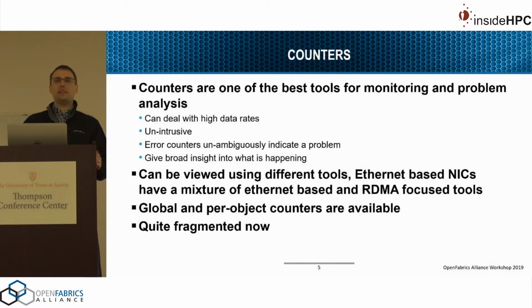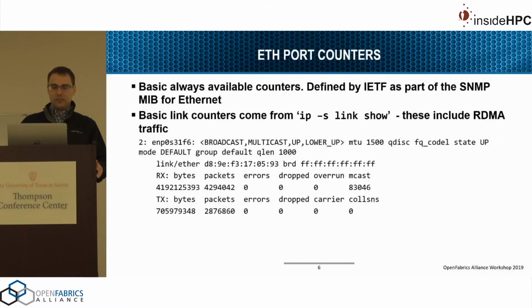I think yesterday there were quite a few presentations about collecting the counters and aggregating them and visualizing them and integrating them. So this is more about where do the counters come from, how do you access them, and what kind of counters you might find available. When we're looking at the Ethernet-based protocols in RDMA, we tend to have the Ethernet counters out in the Ethernet world, so using tools like ethtool and maybe IP link and maybe some of the SysFS counters to access them. On InfiniBand, you're looking at things like perf query, and now we're getting into these per-object counters, which I'll talk about later.